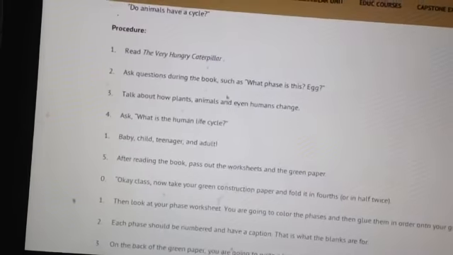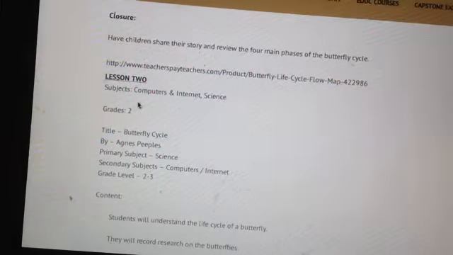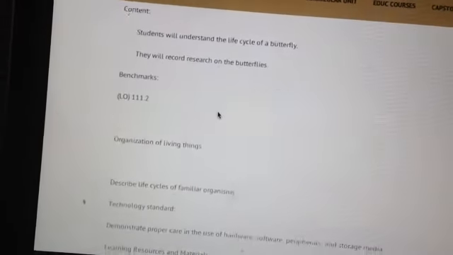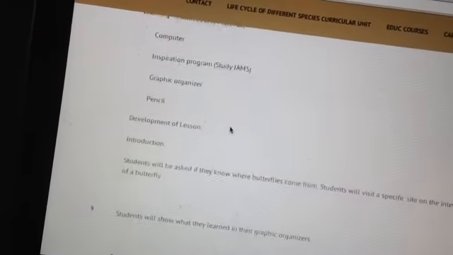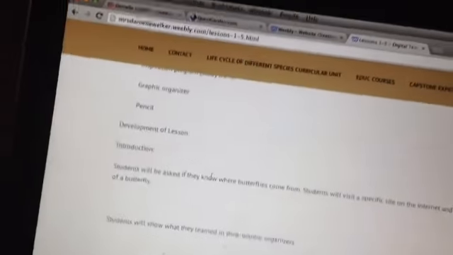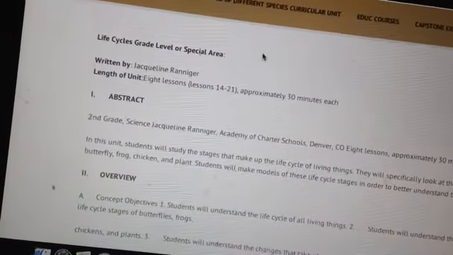I also use literature like The Very Hungry Caterpillar. Lesson 2, I also incorporate technology, so the use of Keynote or the use of a PowerPoint, or the use of iMovie. It is getting students to really retain the information by applying what they have learned. My favorite part of the unit is probably from Jacqueline Raniger's 8 lessons.